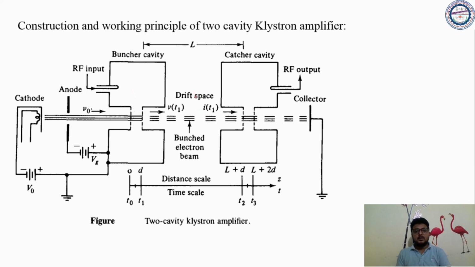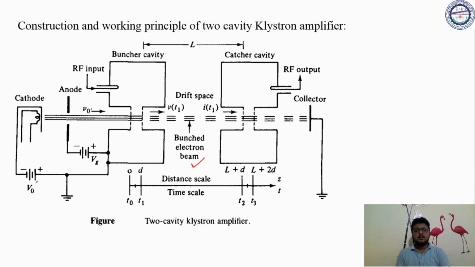Then we have a drift space. In this drift space, the bunching process takes place. So bunching of the electron beam takes place here. The length of the drift space is L. Then we have the catcher cavity. All the bunched electrons come here, and this catcher cavity will catch the kinetic energy of the bunched electrons and deliver it in the form of RF output. And we have the collector, which collects all the electrons. Then this process continues.